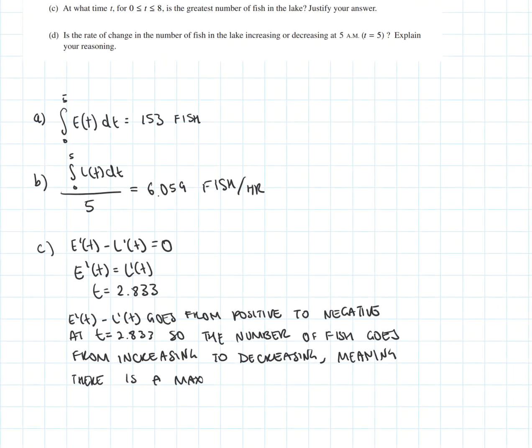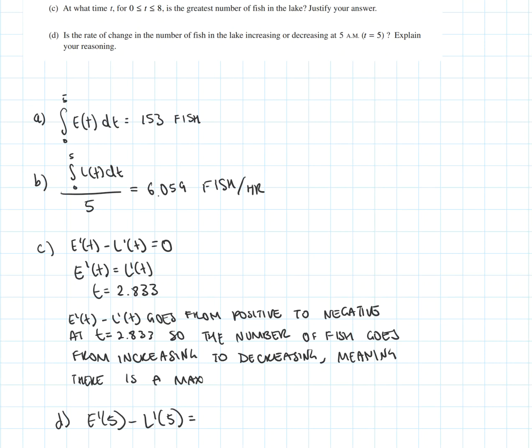Okay, now looking at part D, it says, is the rate of change in the number of fish in the lake increasing or decreasing at 5 a.m.? Explain your reasoning. So to find this out, we know the rate of change will be E of t minus L of t, but it's asking is it increasing or decreasing. So we're going to look at E prime of t minus L prime of t, and then evaluate E prime of t and L prime of t at t equals 5.